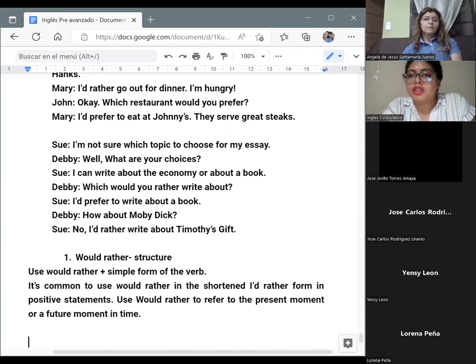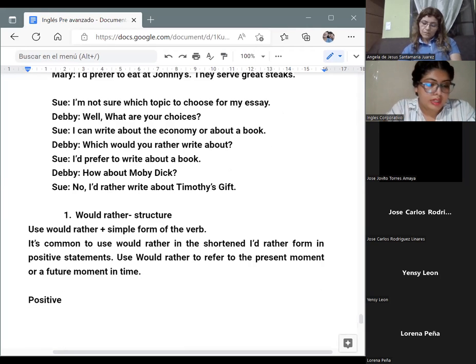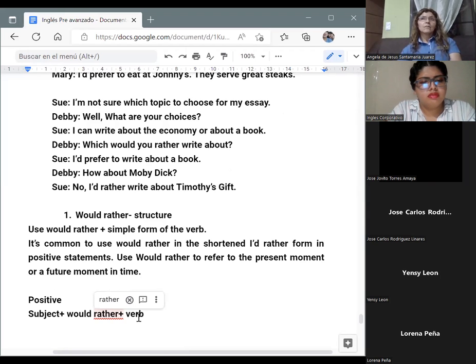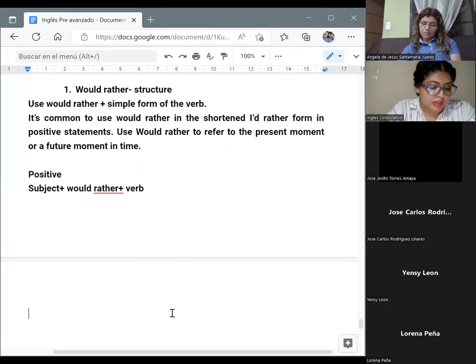So in that case, we have three different uses that we can give to the word rather. When you are using positive statements, when you are talking about the present, and also when you are talking about a future moment in time. And for positive statements, we have this one: the subject, plus would rather, plus the verb. In this case, remember that you are using the simple form of the verb. So we have examples.